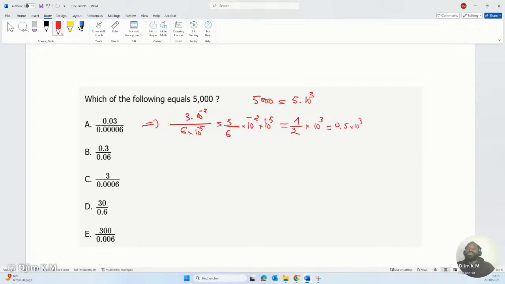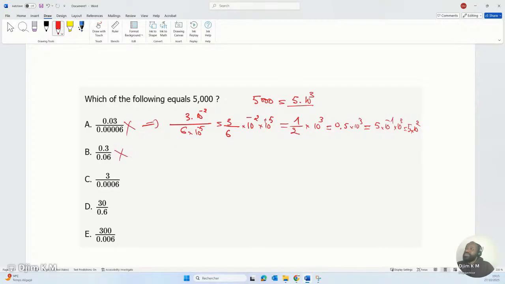So this is not equal to 5,000 because this will give us 5 times 10 to the power minus 1 times 10 to the power 3, which is 5 times 10 to the power 2. But we are looking for 5 times 10 to the power 3. So this one is not our answer.